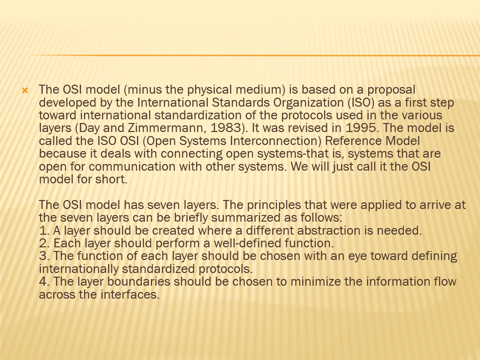The principles that were applied to arrive at the 7 layers can be briefly summarized as follows. 1. A layer should be created where a different abstraction is needed. 2. Each layer should perform a well-defined function. 3. The function of each layer should be chosen with an eye toward defining internationally standardized protocols. 4. The layer boundaries should be chosen to minimize the information flow across the interfaces.